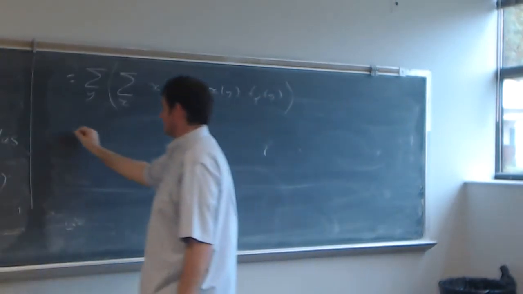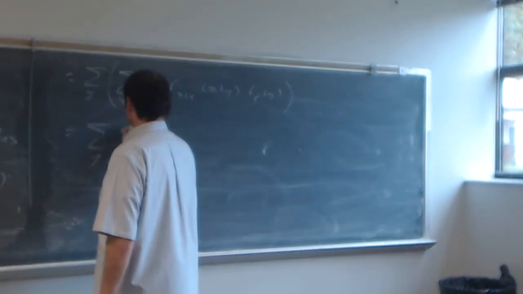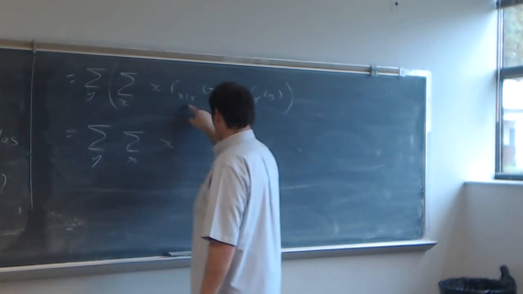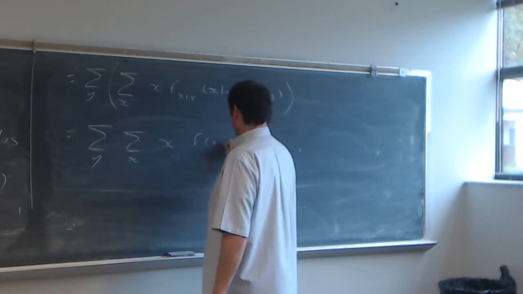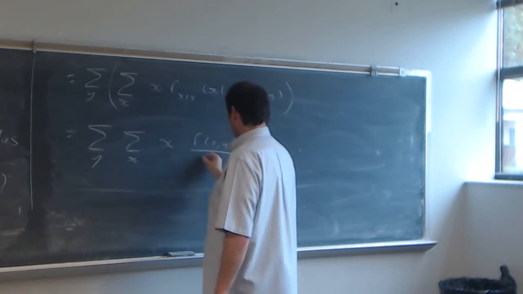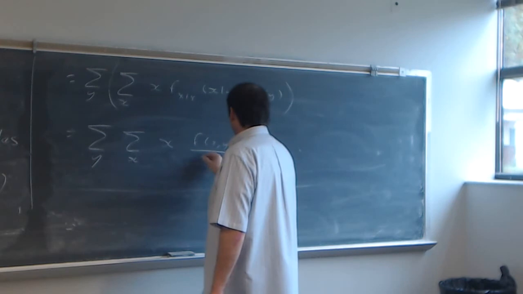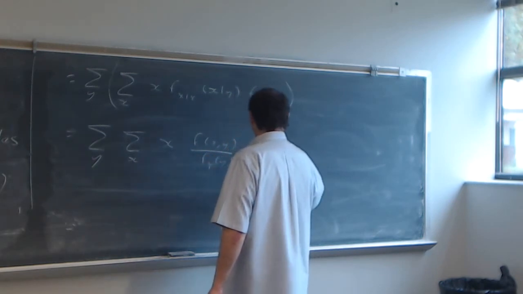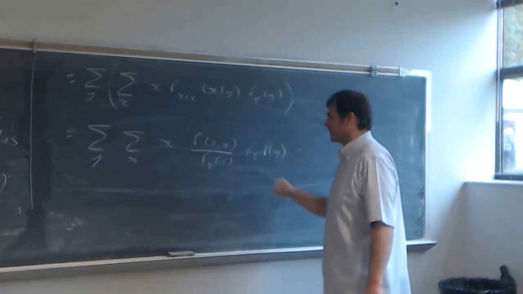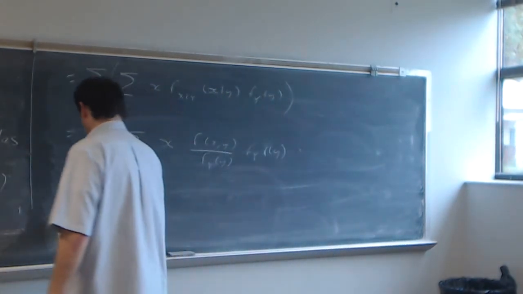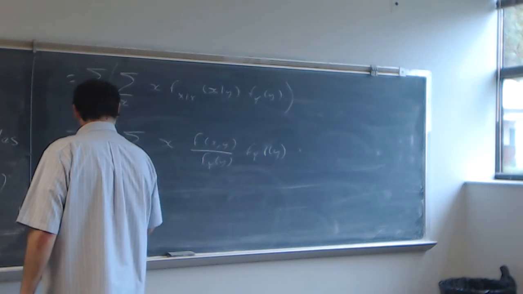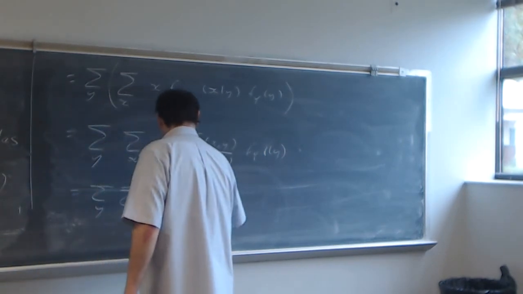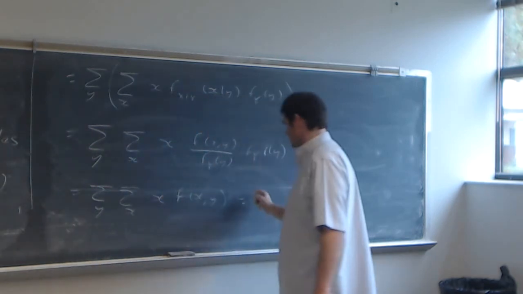And let's replace this by what it's equal to. So this part right here is f of x comma y over f sub y of y. Here's f sub y of y. These two things cancel. So this is equal to the sum over y, sum over the x's of x times f of x comma y. And I'm just going to stop there.